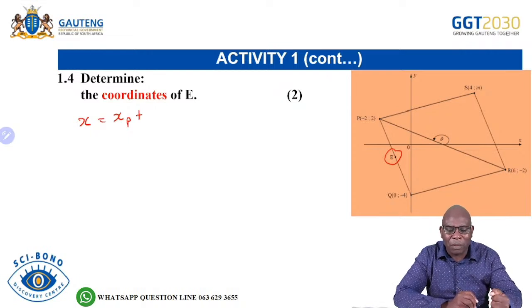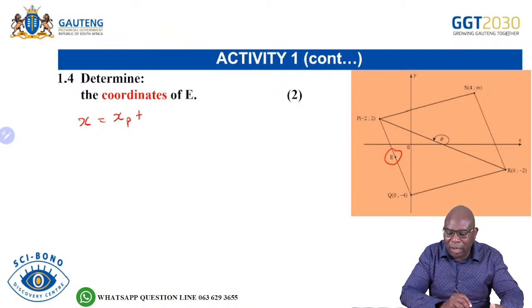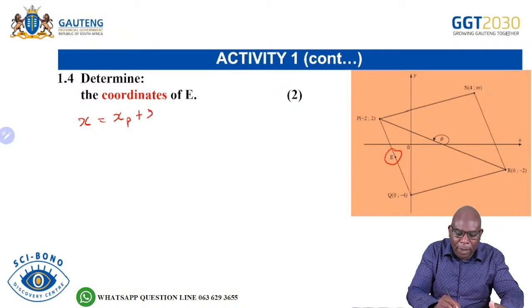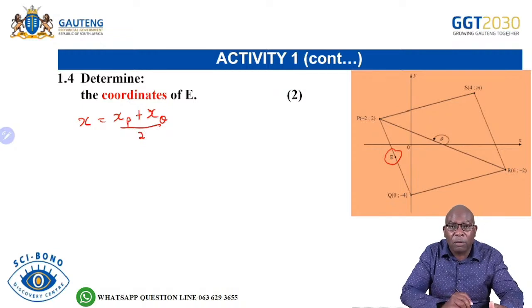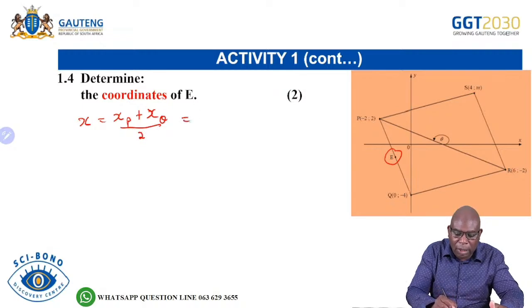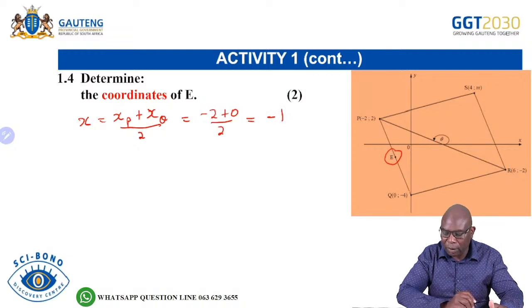Very important. Because sometimes we just write this formula from our heads. We think we know and then we mess up. So it's x at P plus x at Q divided by 2. That's for the x value. So I get x at P, it's minus 2, x at Q, it's plus 0, and that is divided by 2, and then I get my value there, which is negative 1. That's the x value of the coordinates of E.